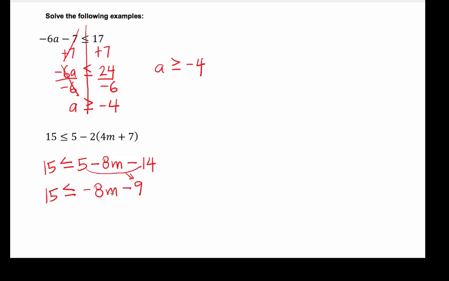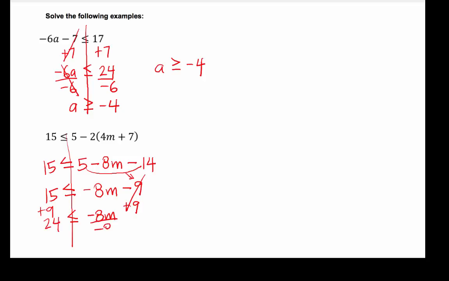So here's my m. I want to isolate it. I'm going to add 9 to both sides of my inequality. And I forgot to draw my line. This gives me a 0. So I will bring down my negative 8m. 15 plus 9 is 24.